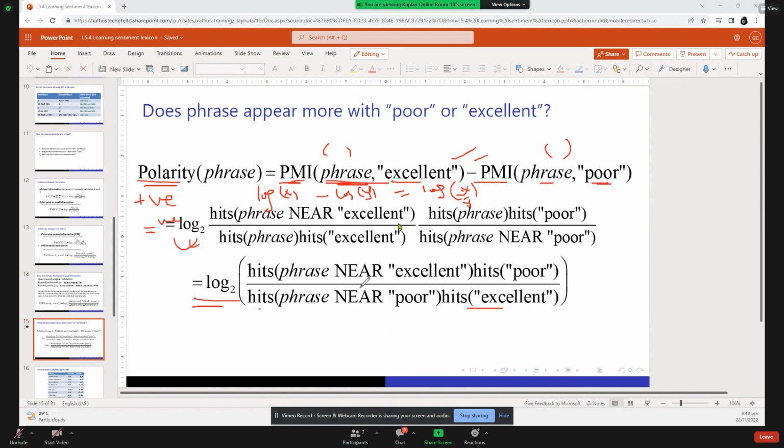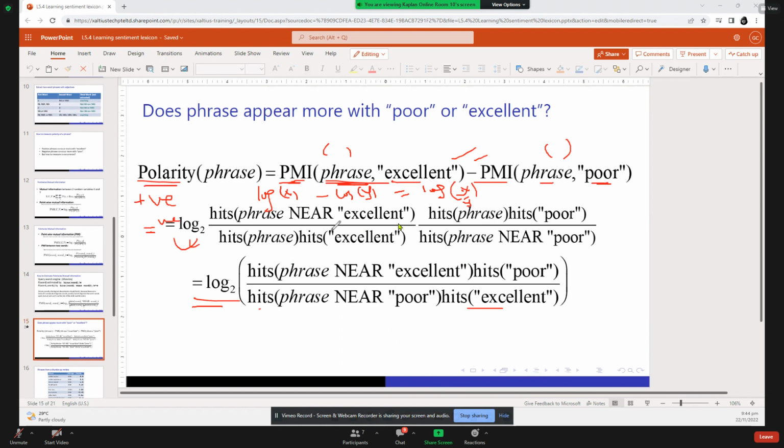What is meant by near and hits? Hits is basically the number of times it's appearing. Near is the index, meaning how near the words are. So if a particular word is two words near to excellent or one word near to excellent, so how near a particular phrase is to the word excellent. So it's giving you an index basically.